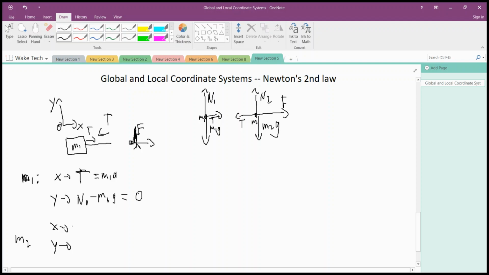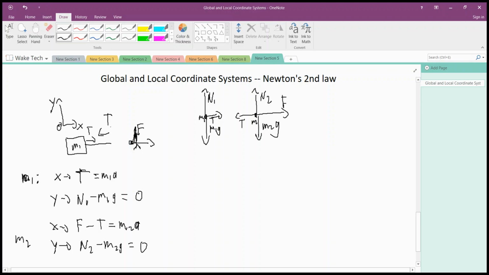All right, then you can do something similar for M2. And now we have a force F to the right, tension to the left is M2a. And we have N2 minus M2g is equal to 0. All right, so that's what we did.